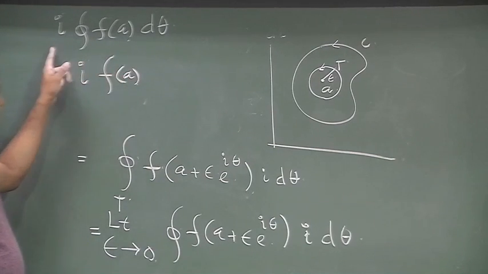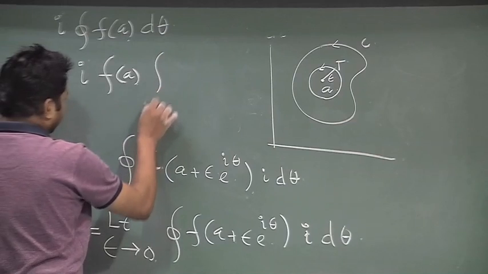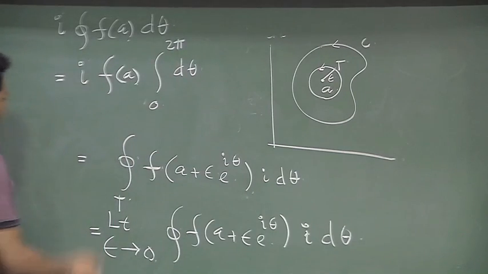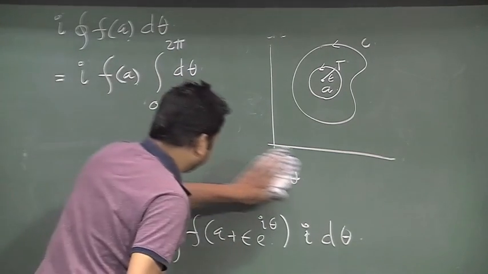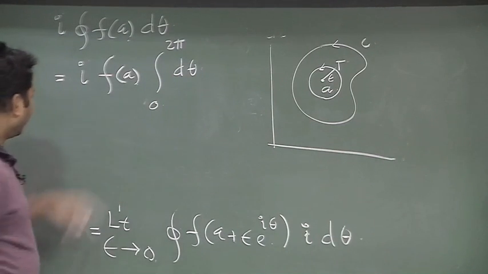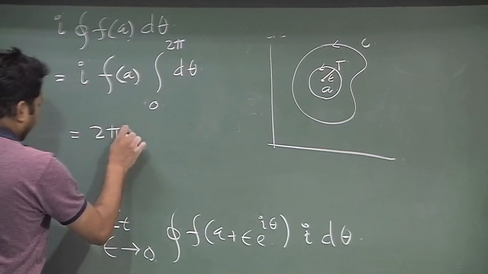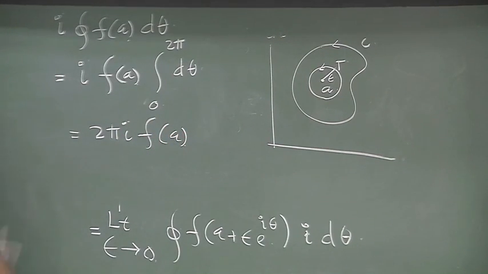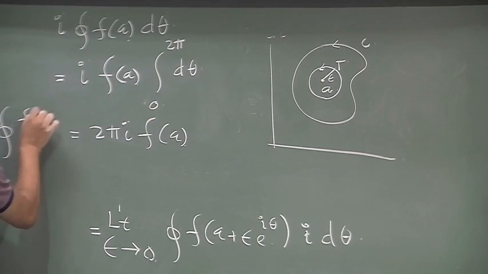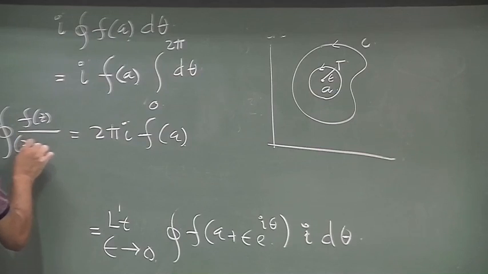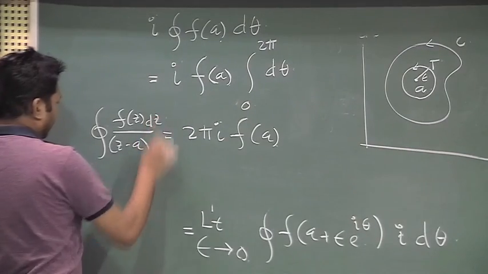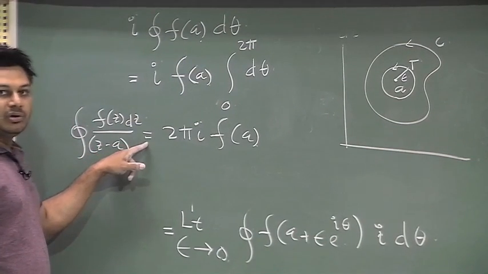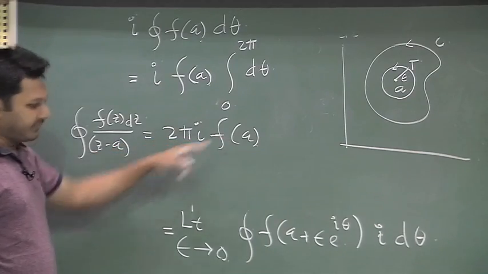So, we will take this f a outside this integration, and then the integration limit will be just 0 to 2 pi, d theta, and this quantity is nothing but 2 pi I f a. I erase this part. In the left hand side, what we had was this quantity, because I started with this quantity. So, the integration of f z divided by z minus a dz is equal to 2 pi I f a.